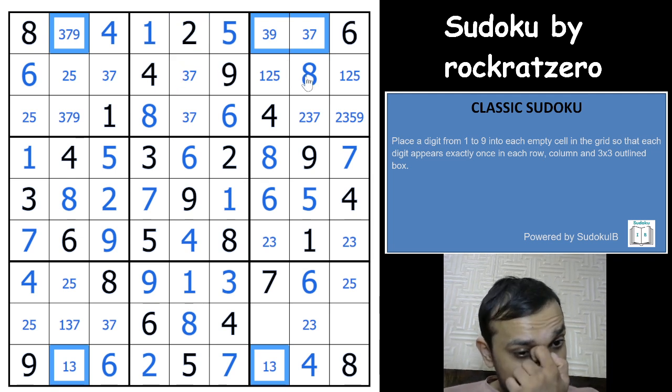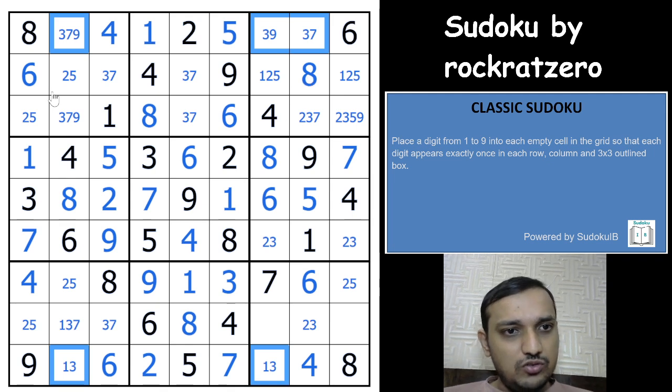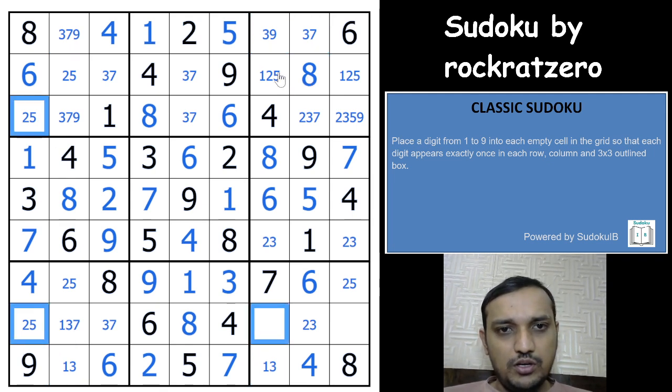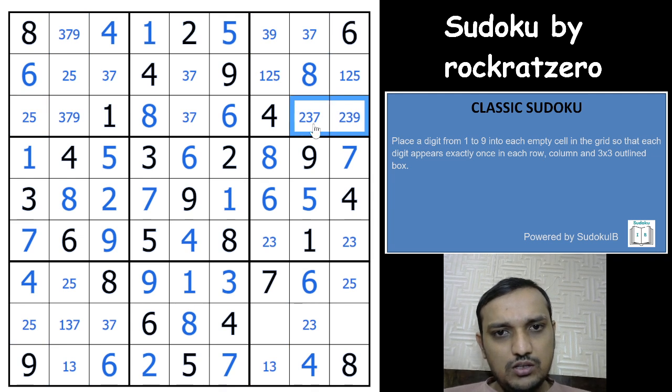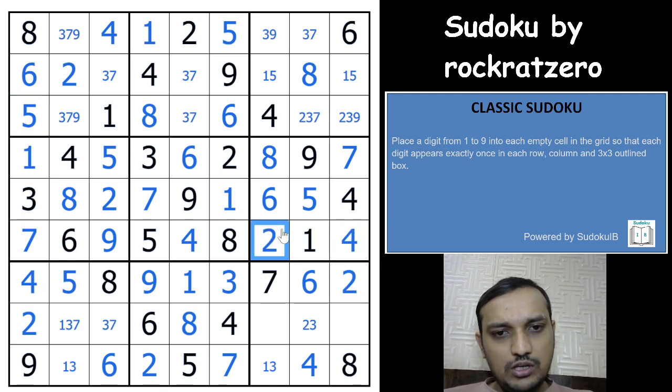So let us not see that for now. But yeah, I think the skyscraper technique was important here. That removes 5 from this cell. You get a 1-5 pair here, hidden pair, so that removes 2 from this cell. That 1-5 pair gives you a 2 here. 5 2 5 2 3 and 2.